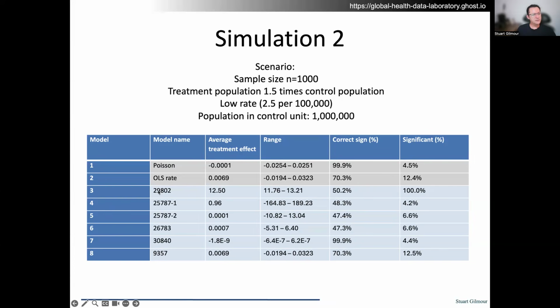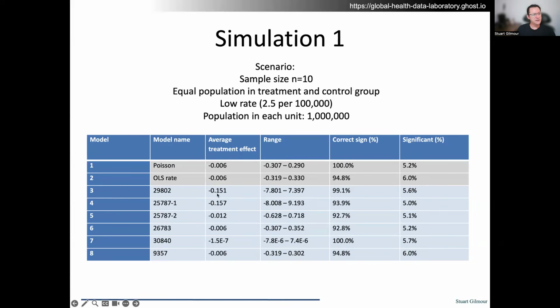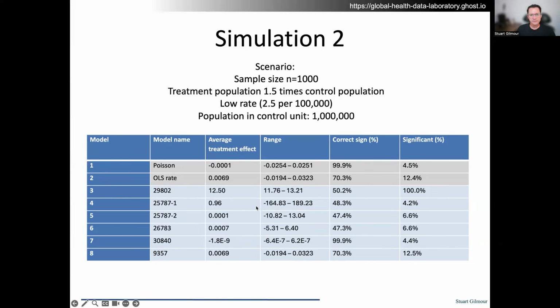But if we look through some of the other models, we start to see some very strange behavior. So these econometric models that we see here, for example, model 3 has an average treatment effect of 12.5. So in this simulation, it was -0.15. Now it's 12.5. And it's very precise. It's between 11.76 and 13.21. You can see that the range is in the same order of magnitude as the effect. But it's only correct in sign 50% of the time, because 50% of the time, the effect is negative. And it's spuriously significant 100% of the time.